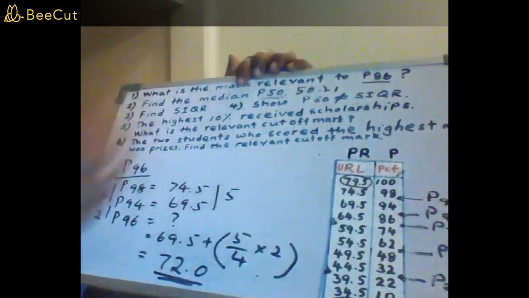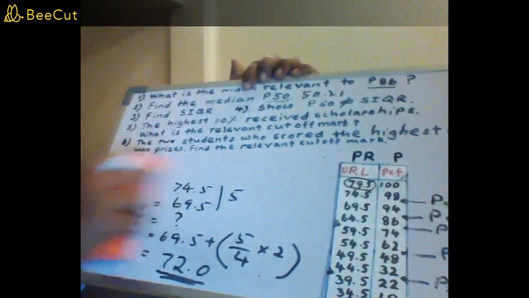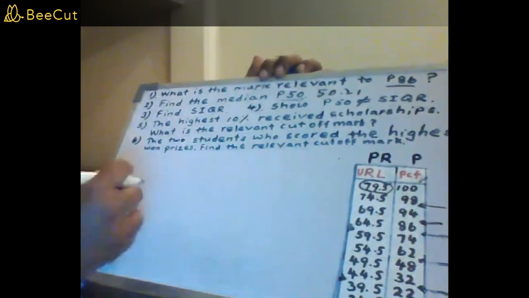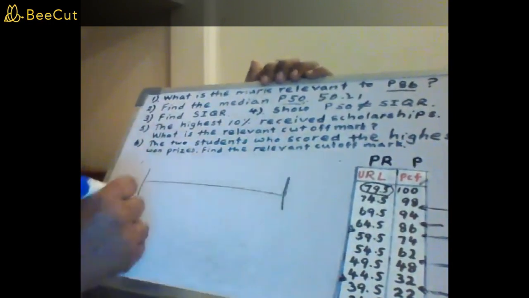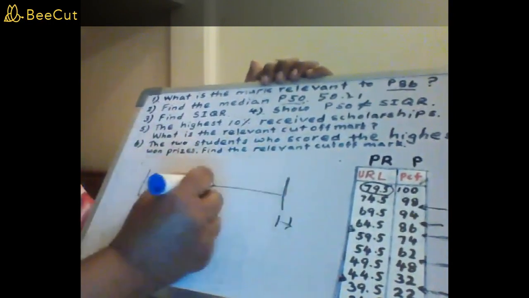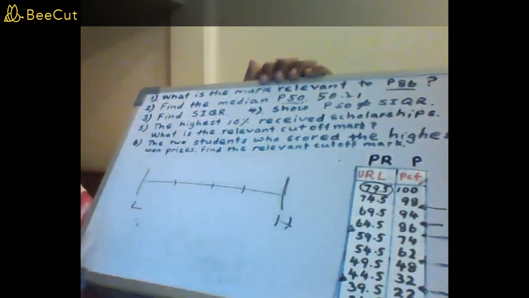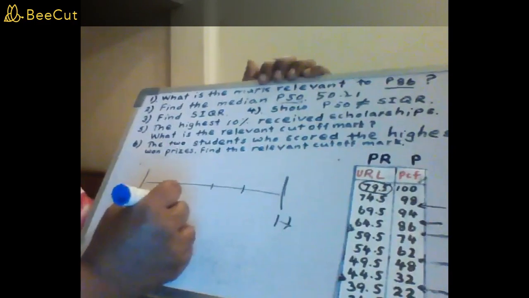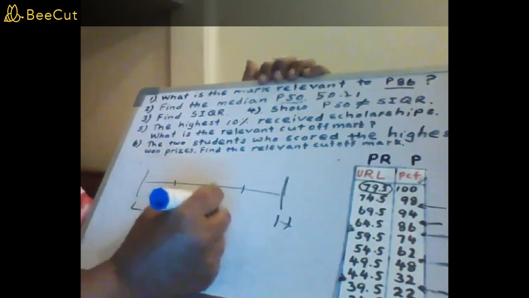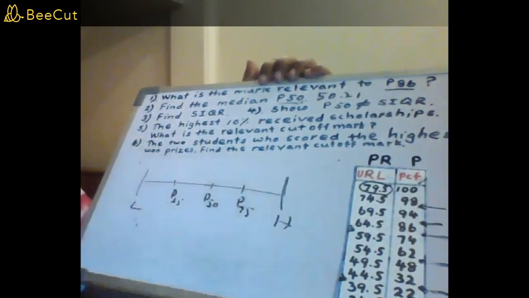So these are the... I have done all the possible questions, right? Now when you do all these things, you will be able to do all the past papers, right? I'll explain these things, SIQR and all. As I said, SIQR, this is the lowest value, this is the highest value. If we divide this series into 4 equal parts, this is P25, P50, P75.